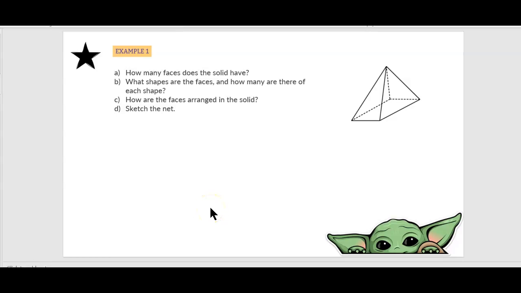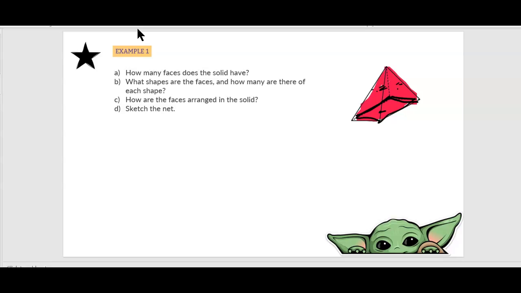Okay. Is this a triangular prism? No, it's not a prism. It's a pyramid. What kind of pyramid? Rectangular or triangular? This pyramid has a rectangular base. The bottom is rectangular, so that's got to be a rectangular pyramid, there we go. How many faces does the solid have? I don't know. I know there's a bottom and some sides, but I don't know how many.